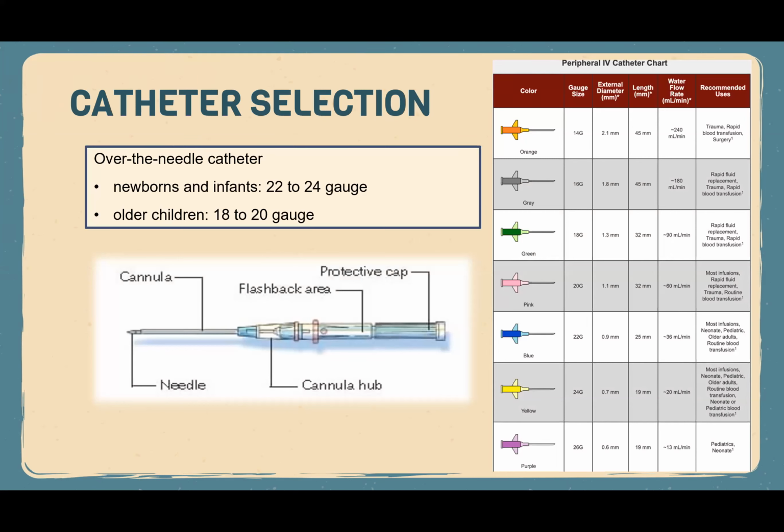The catheter selection is determined by the age of the children. If the patient is a newborn or infant, we need to use 22 to 24 gauge. And for older children, we need to use 18 to 20 gauge. As you can see on the right hand side, there is a picture of the catheter selection. It shows the color coded catheter and the recommended uses for each catheter. Basically for pediatric patients, for infusion and for routine blood transfusion, we use the blue color and also the yellow color.